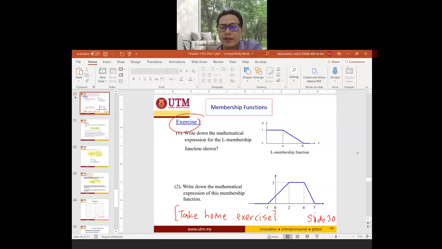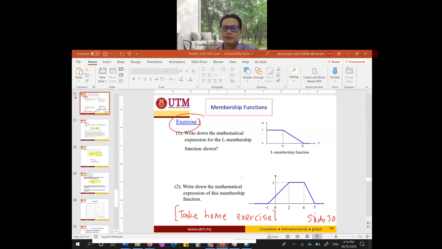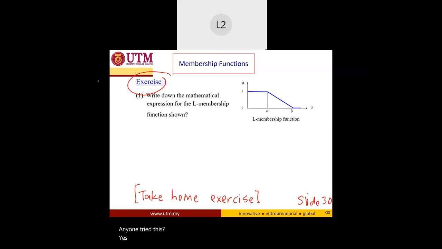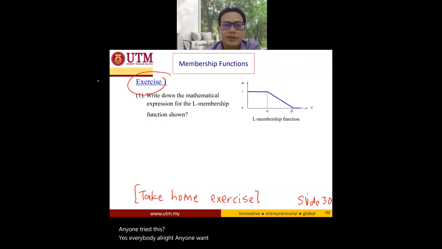Okay, so last time this is your exercise. So have you got the answer here? Write down the mathematical expression for the L membership function shown. Have you tried this? So, anyone try this? Yes, everyone try it, sir. All right. Anyone want to show your answer?